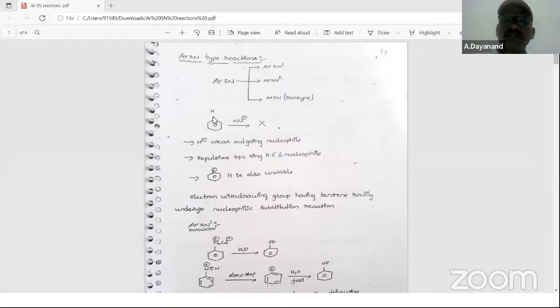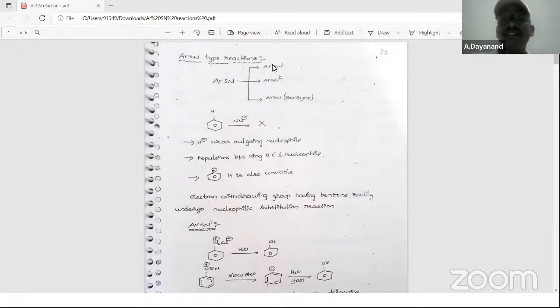Here, we know about the SN1 reaction and the SN2 reaction. In the SN2 reaction, the nucleophile attacks, forming a pentavalent transition state. Similar to that, here also it is going to happen. Before that, let us see unimolecular.